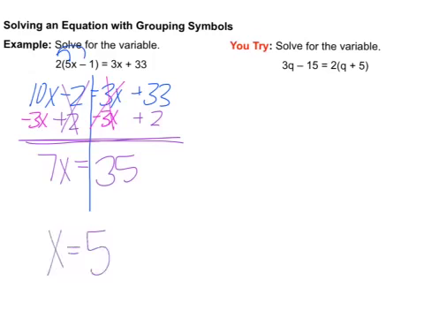Now your job, like before, go ahead and try this one on your own. See what happens.